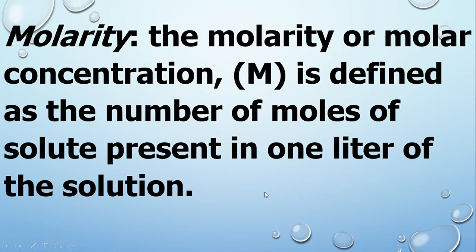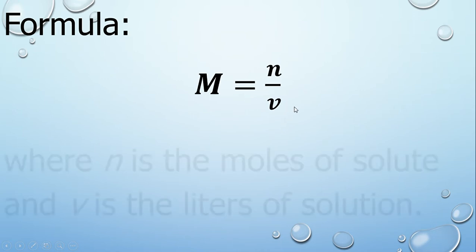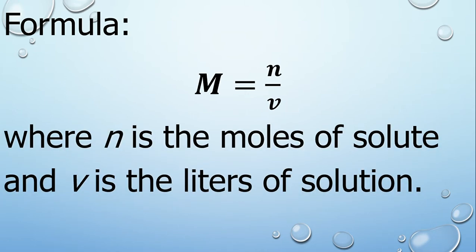Now, in equation form or formula form, we have M is equal to n over V, where n is the moles of solute and V is the liters of solution. So the unit of the moles of solute is mole, and V is the volume, which is in liters.